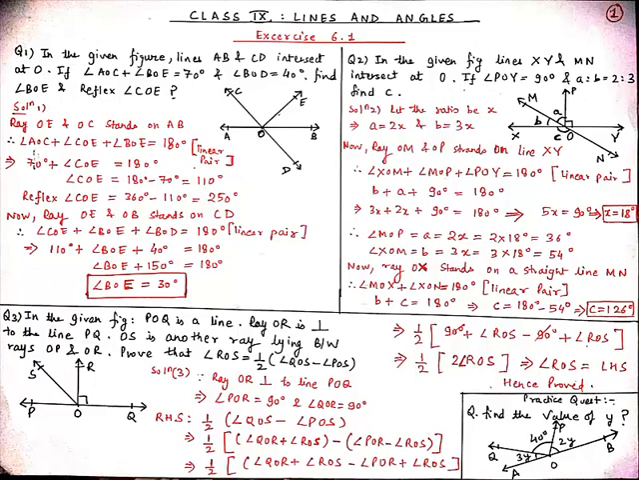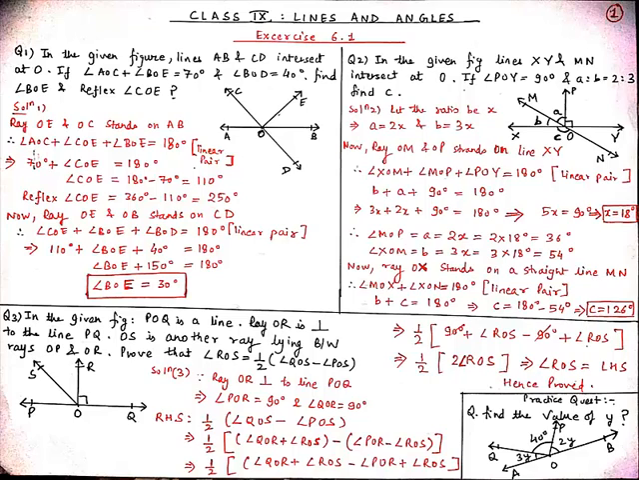Today we will do some questions from exercise 6.1, which is based on lines and angles. So our first question for today is: in the given figure, lines AB and CD intersect at O. If angle AOC plus angle BOE is equal to 70 degrees and angle BOD is equal to 40 degrees, then find angle BOE and reflex angle COE.